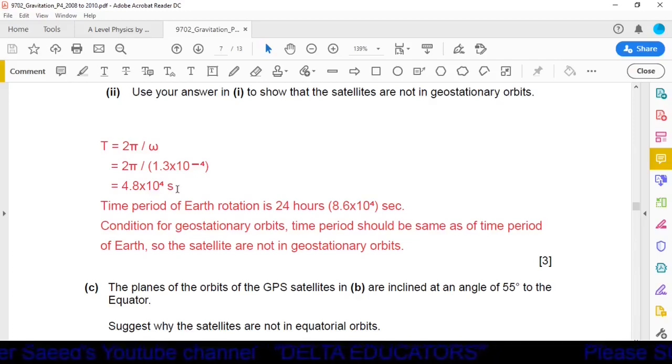Now time period calculated for the satellite is 4.8 into 10 power 4 seconds, whereas the time period of Earth is 24 hours, or in seconds it is 8.6 into 10 power 4 seconds. Both the times are different, so we can say the satellites are not in geostationary orbit. So what we have to write down here: time period of Earth rotation is 24 hours, 8.6 into 10 power 4 seconds. Condition for geostationary orbits, time period should be same as the time period of Earth, so the satellites are not in geostationary orbit.